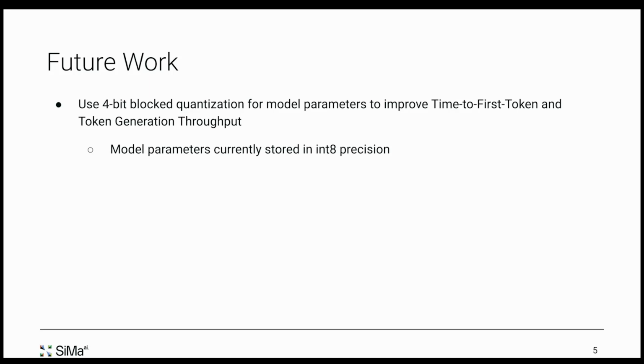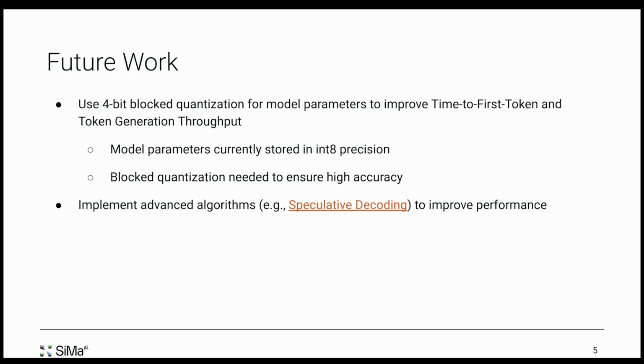Model parameters are currently stored in 8-bit precision, so we expect 4-bit quantization to significantly reduce the amount of time it takes to load the parameters from DRAM into the on-chip memory. Block quantization will ensure that moving from 8-bit to 4-bit precision will result in little to no loss in accuracy. We also intend to improve model performance by implementing advanced algorithms such as speculative decoding.